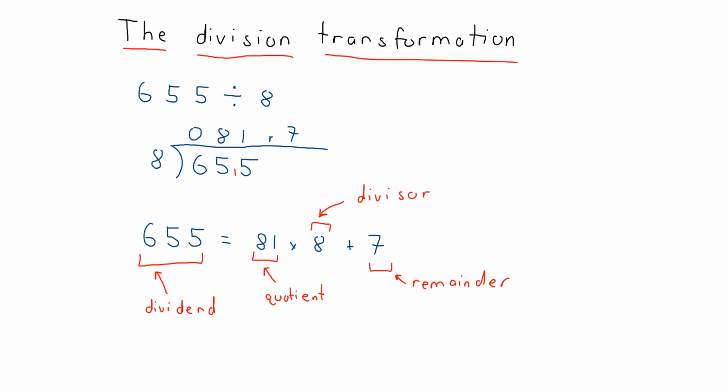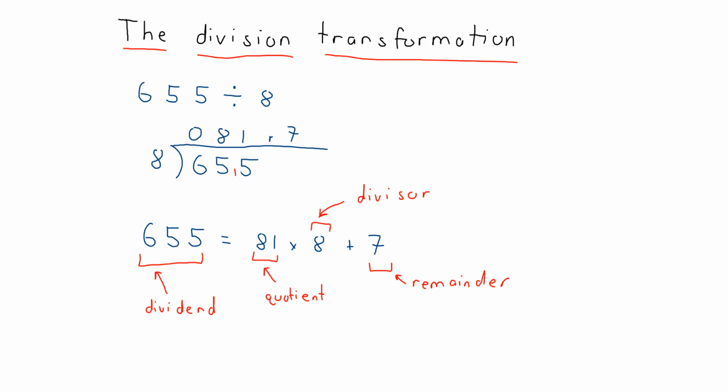So 655 is here, 81 is here, and it's 81 times this 8 plus the 7. So we say this is the dividend equals the quotient times the divisor, which is the number we divide by. The quotient is the number we get when we divide, plus the remainder, the leftover. So get used to this division transformation, because you're going to be seeing it quite a lot.